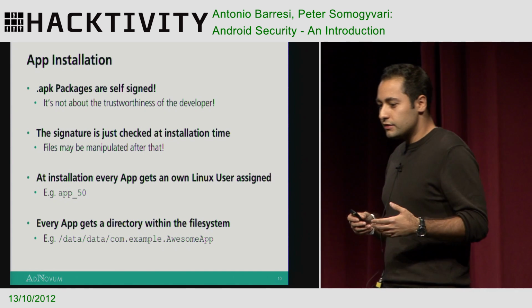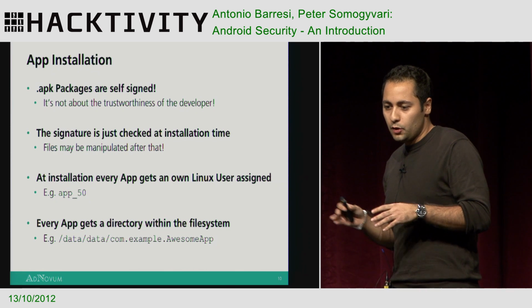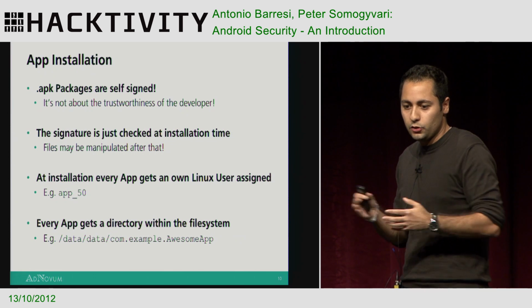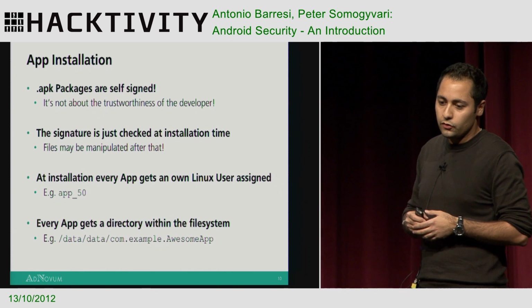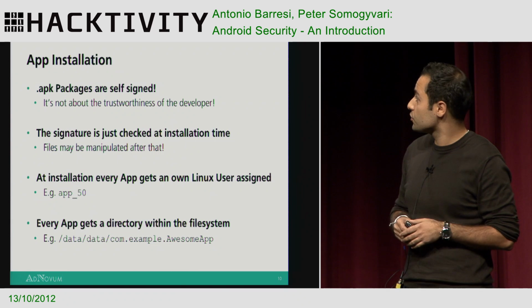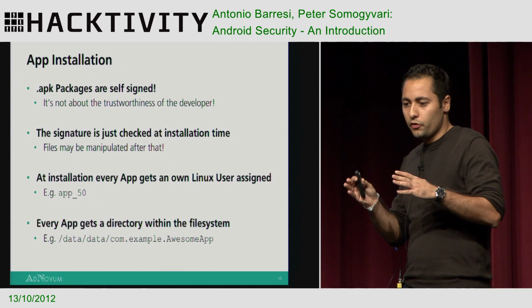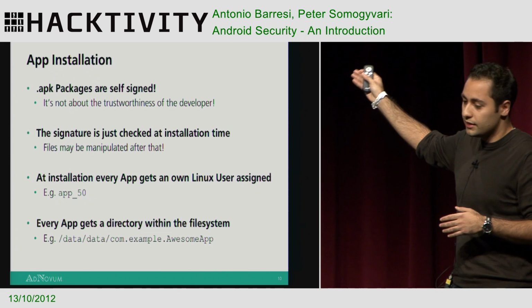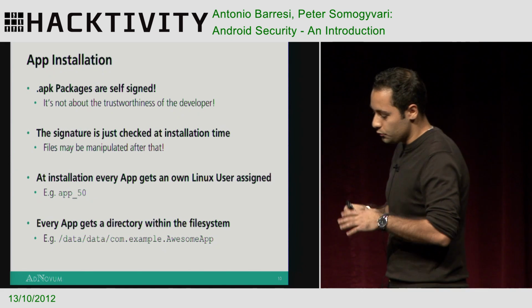And during installation, you will always have a user assigned to the app. So now we see the first, let's say, things connecting to the Linux operating system. An app will always have also a Linux system user, and that gets assigned at installation time. And what also every app gets is some region within the file system. In that case, it's data, and then the package name. So every app has its own file system region.